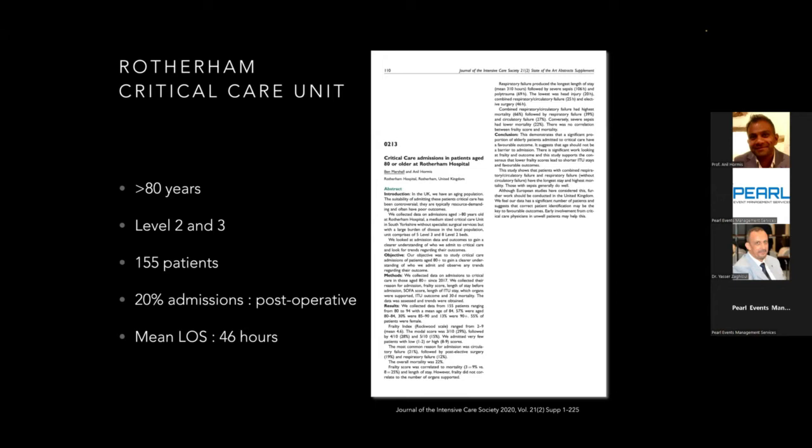This was an abstract we published in the Journal of the Intensive Care Society a couple of years back, showing that we have a significant amount of patients. In 1 year, over the age of 80, we had 155 patients coming to our ICU, with a mean length of stay of just under 2 days. So this is a big problem in the UK, the elderly complex patients.